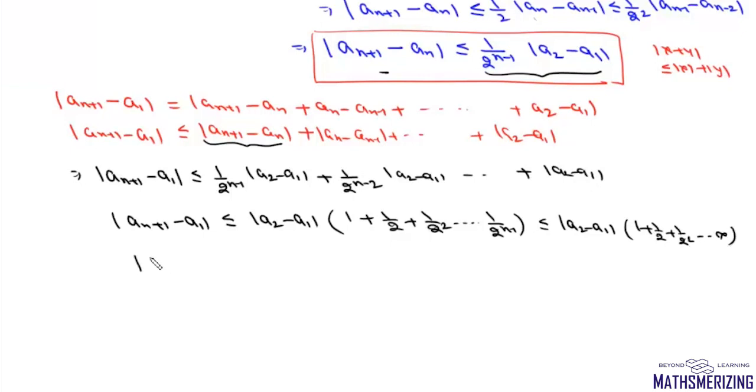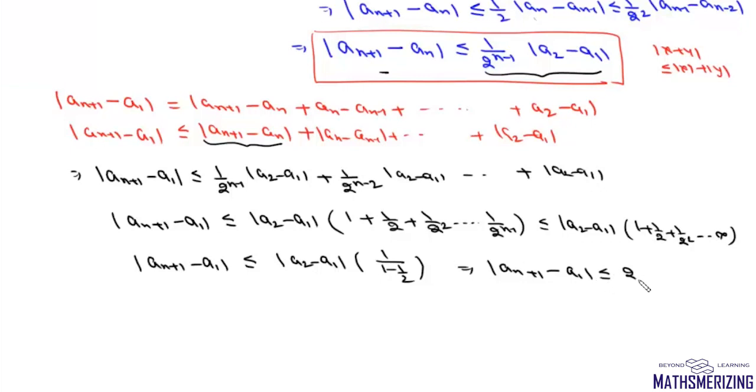So it will always be less than or equal to 1 plus 1 by 2 plus 1 upon 2 squared up to infinity. So we can write mod of a_{n+1} minus a_1 will always be less than or equal to mod of a_2 minus a_1 times a upon 1 minus r. So that means mod of a_{n+1} minus a_1 is always less than or equal to 2 times mod of a_2 minus a_1. So for any value of n, we'll get this result: mod of a_{n+1} minus a_1 is always less than or equal to 2 times mod of a_2 minus a_1.